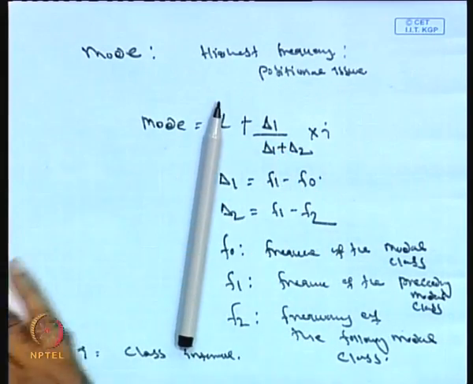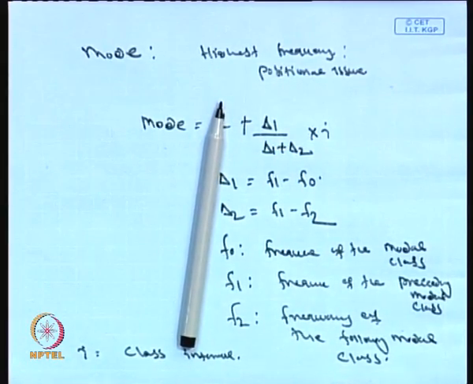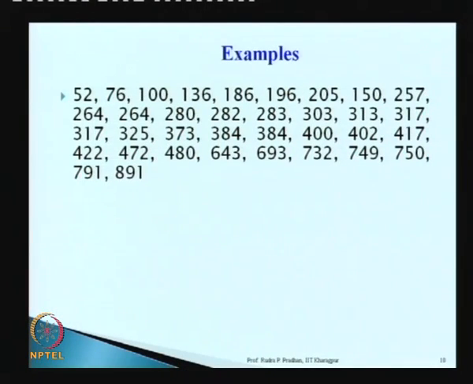Let us take a case example here. There is a series with individual items. The example which we have cited here is a series of information: 52, 76, 100, 136, 186, 196, 205, 150, 257, and so on, then we have 791 and 891.